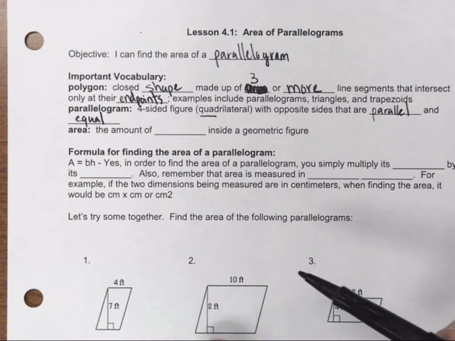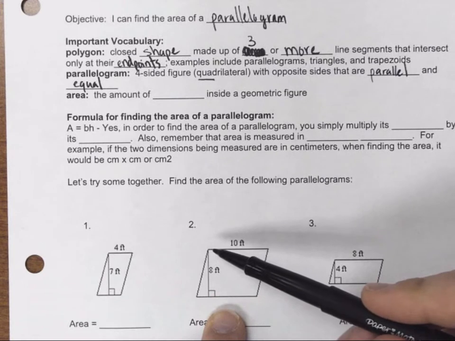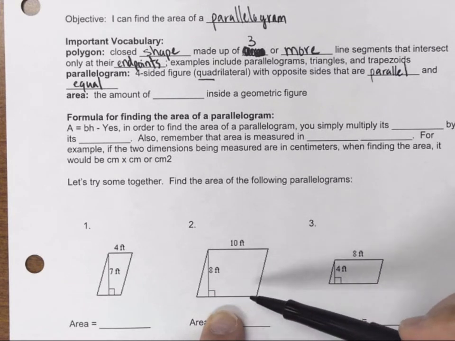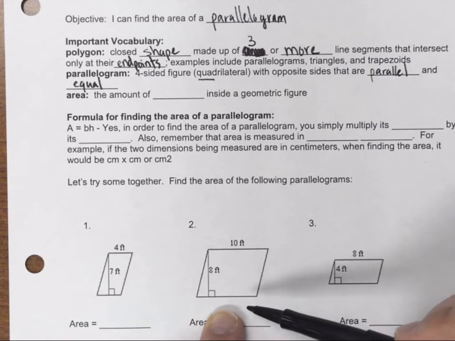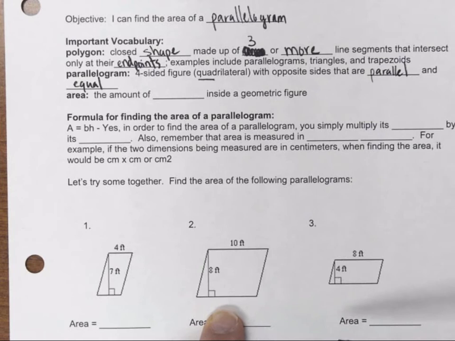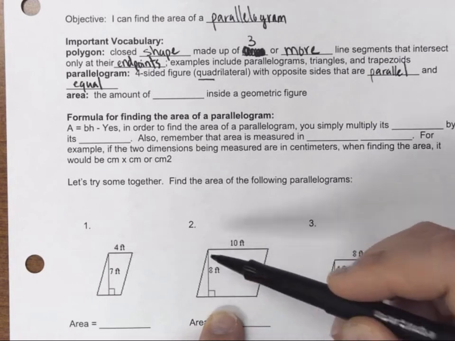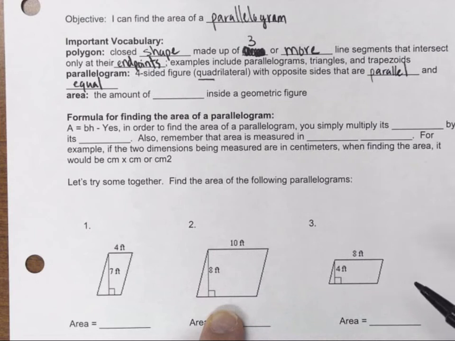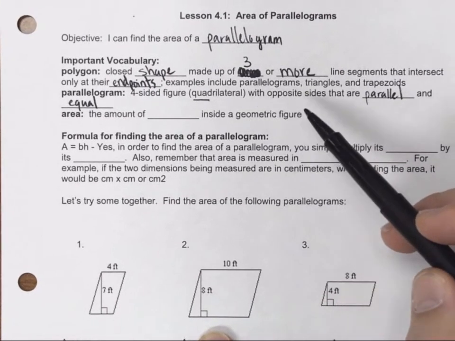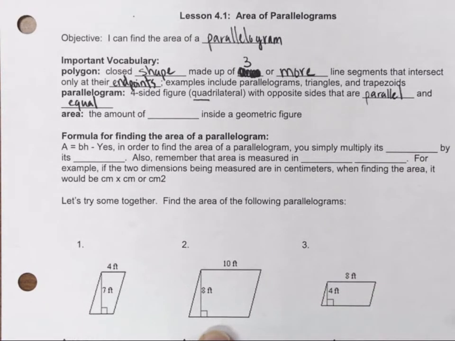Okay, so if you look at each of these shapes, for example, parallel means two lines that never intersect or cross. So we have a set here and here. These two lines are parallel because they continue in the same direction and they will never cross. So they are parallel. These two line segments are also parallel and will never cross. So again, a parallelogram is a four-sided figure with opposite sides, so here and here and here and here, that are parallel and equal.